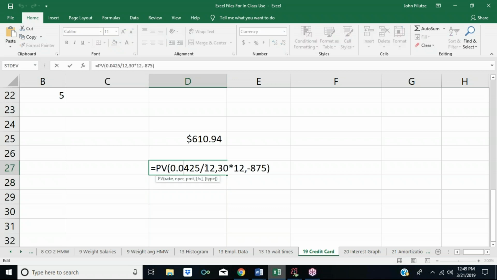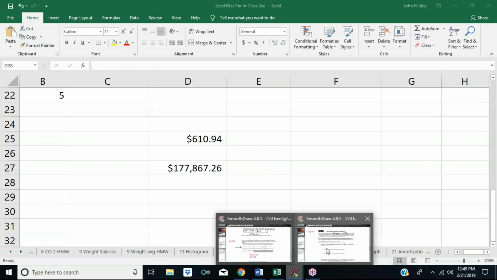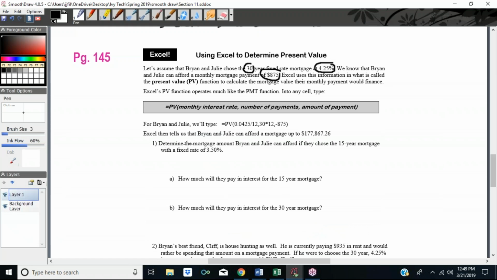So here it is, the rate divided by 12, the number of payments, and then how much she can pay each month. And that will give us what we call the present value, or how much she could borrow. And there it is again.